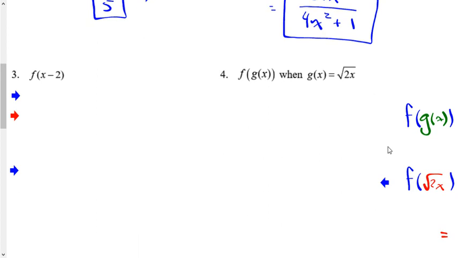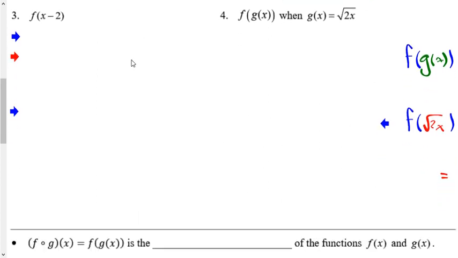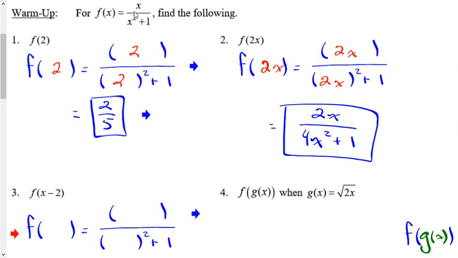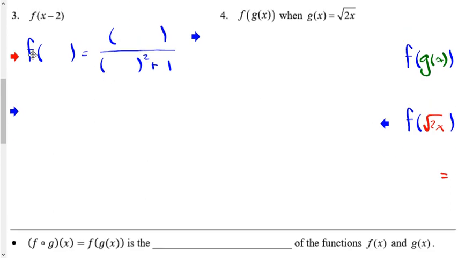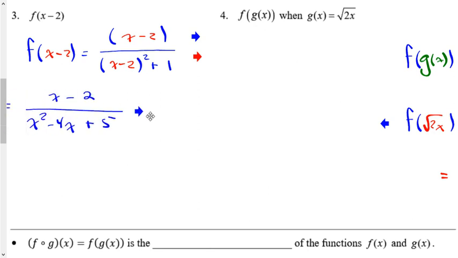Number 3, similar idea. I have my f of x function. I'm replacing all of my x's. Again, it's the same function up here, the x over x squared plus 1. Replacing all the x's with brackets. And this time I'm plugging in an x minus 2 in place of what used to be an x. And again, as before, we'll simplify the expression.